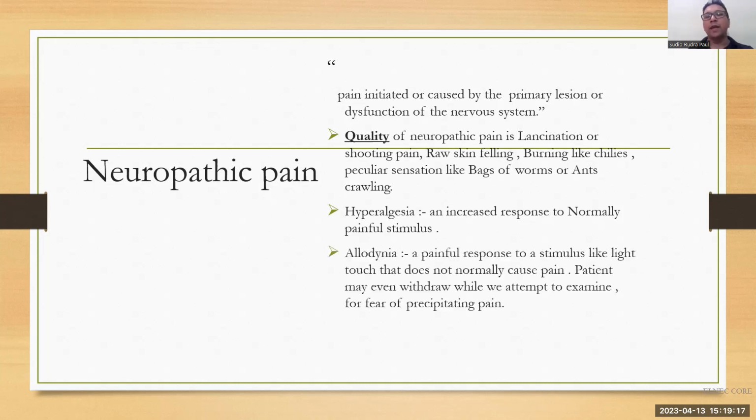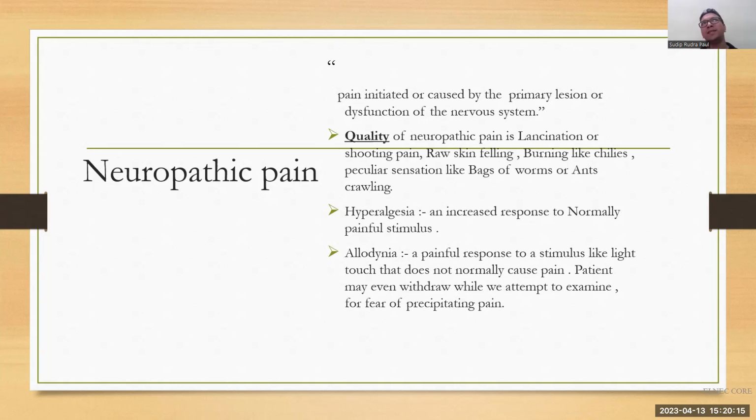In neuropathy, there are two terms we need to keep in mind: one is hyperalgesia, one is allodynia. Hyperalgesia is when a painful stimulus is felt by the patient as more than normal. Those who have a younger brother or sister can understand. If you just touch your younger sister or brother, they'll cry like anything, give a complaint to your parents, and they will beat you like anything. So this is hyperalgesia. You touched them, in terms of hitting them, but it was not of that intensity that they should cry. So hyperalgesia is an increased response to a normally painful stimulus.